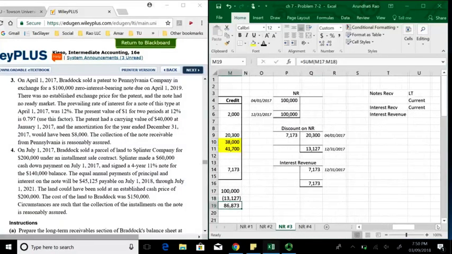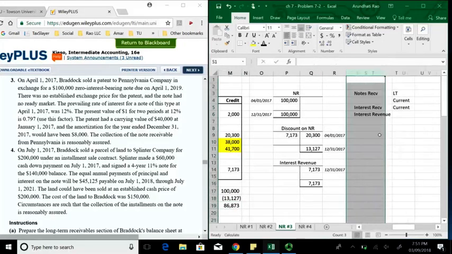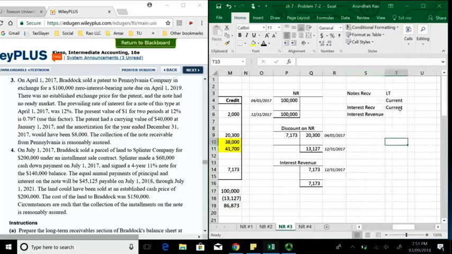Why was this calculation important? Because when we answer the question finally for the problem, your notes receivable is going to be this number. Notes receivable less discount, the net amount, is what goes into the balance sheet. So that's the number we need. Is there any interest receivable? No, there is no interest receivable. Is there any interest revenue? Yes, there is interest revenue here.